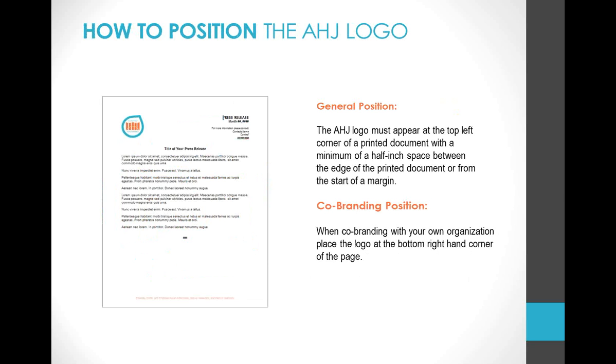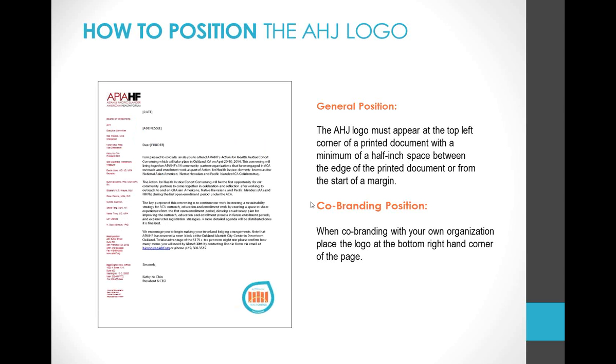How to position the Action for Health Justice logo. Generally, the logo must appear at the top left corner of a printed document with a minimum of a half space between the edge of the printed document or from the start of the margin. The reason we want this half space is so that when you're printing or stapling something, it doesn't hit the logo and interfere with the name of the logo.